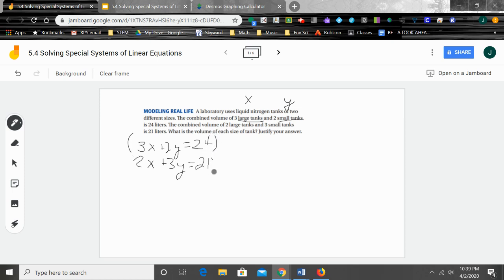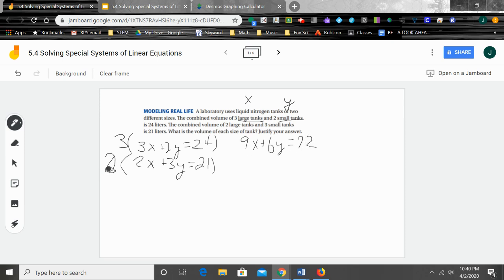So it will be 6. So to get this to be 6, we multiply by 3. And to get this to be 6, we're going to multiply this one by 2. So now we just distribute through. 3 times 3x is 9x plus 3 times 2y is 6y. And 3 times 24 is 72.